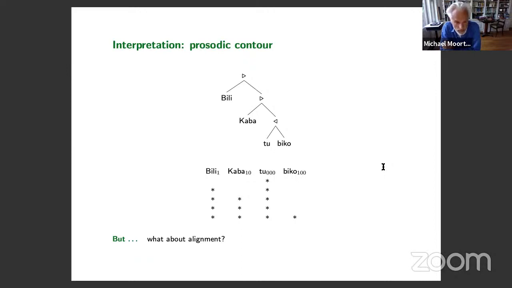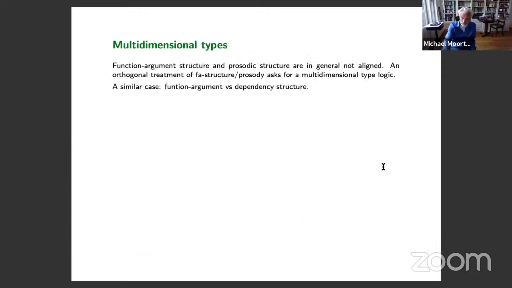Okay. Now the question that arises here, function argument structure and the prosodic structures that I'm just discussing, is what's the alignment between these two pieces of information? And if you just think about English prosody, for example, it's going to be clear that the function argument structure and prosodic structure, in general, are not going to be aligned. So what you would need actually is a type logic which is multidimensional in the sense that it can simultaneously give proper weight to these two forms of information.